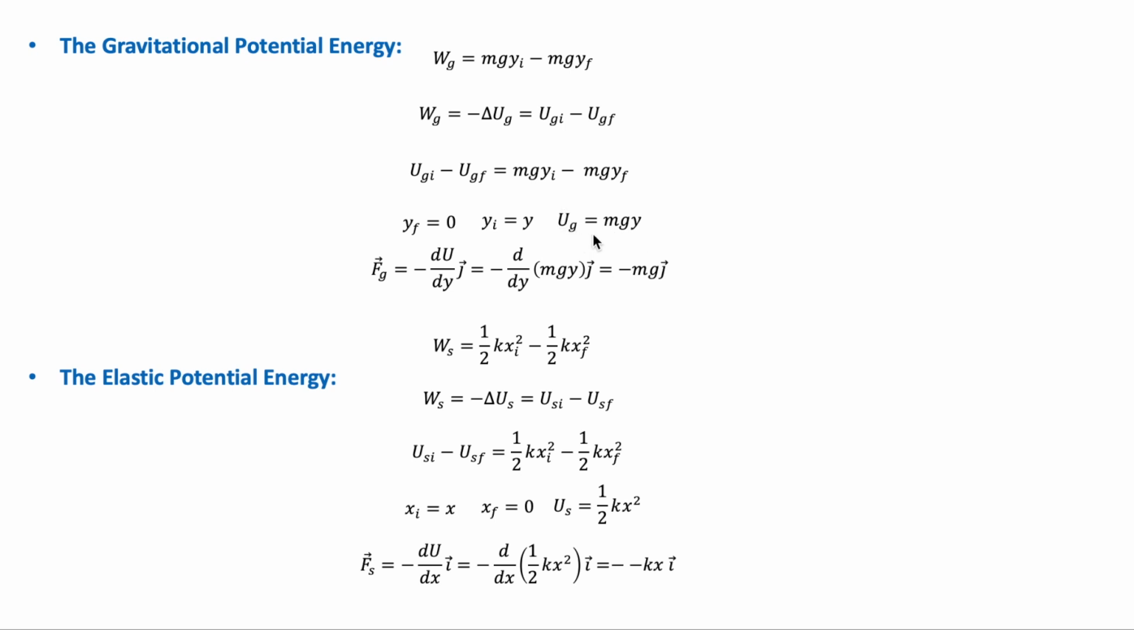And from this we can find the gravitational force, which is equal to minus the differentiation of the potential energy with respect to y, because the motion here is only in one dimension, and we get minus mg j. So this is the gravitational potential energy of the object-Earth system, okay? As you can see, it depends on the configuration of the system, so it depends on the position of the object relative to the Earth.